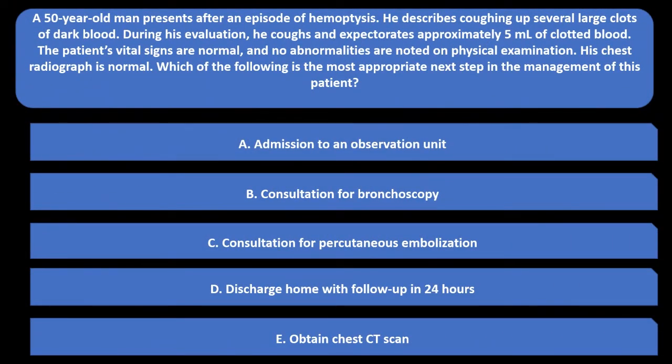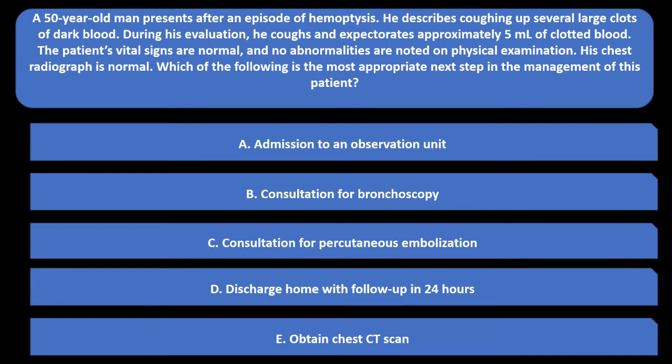A 50-year-old man presents after an episode of hemoptysis. He describes coughing up several large clots of dark blood. During his evaluation, he coughs and expectorates approximately 5 ml of clotted blood. The patient's vital signs are normal, and no abnormalities are noted on physical examination. His chest radiograph is normal.